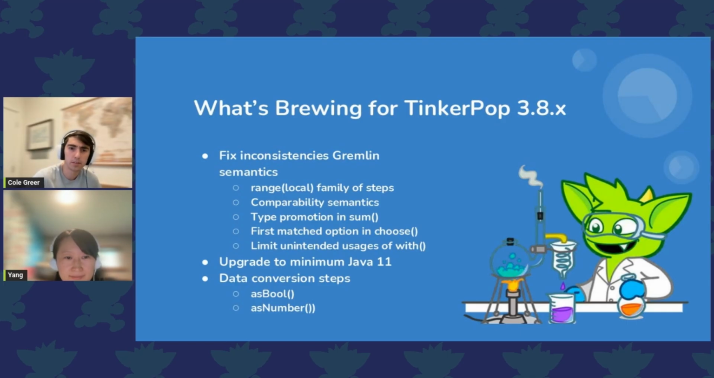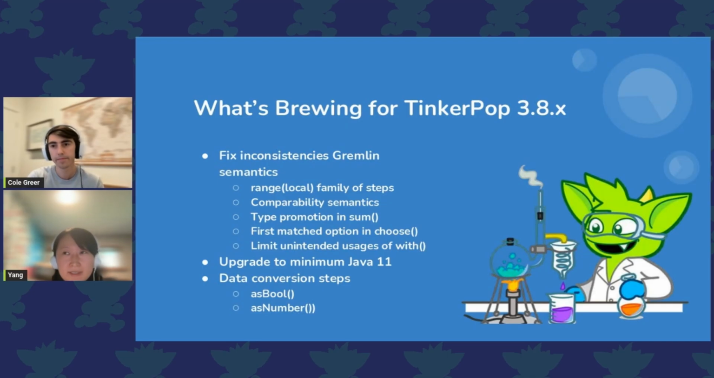And then we also have some new data conversion steps, and Yang, I'll let you expand on those. Yeah, so some new data conversion steps. In addition to what we have in 3.7 already, which was asString, we're adding asBool, so it will do some Boolean casting, and then asNumber. It's a more minimal, more restricted set of conversion steps, so that we're not dealing with more complex casting to vertices or elements. We want to start incrementally by giving these simpler, more strictly typed conversion steps.